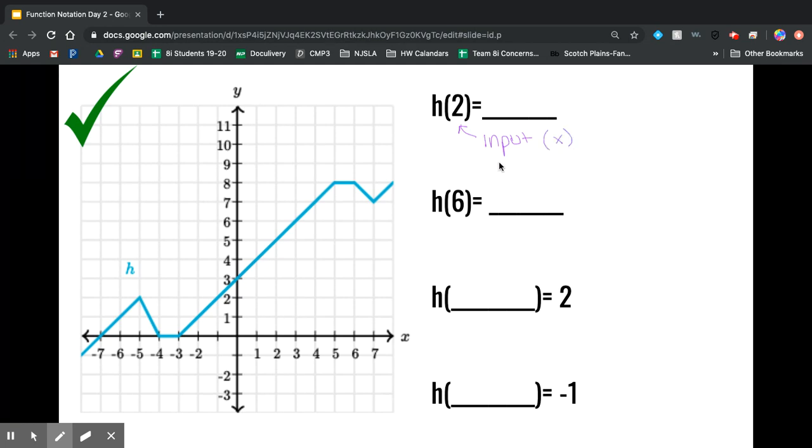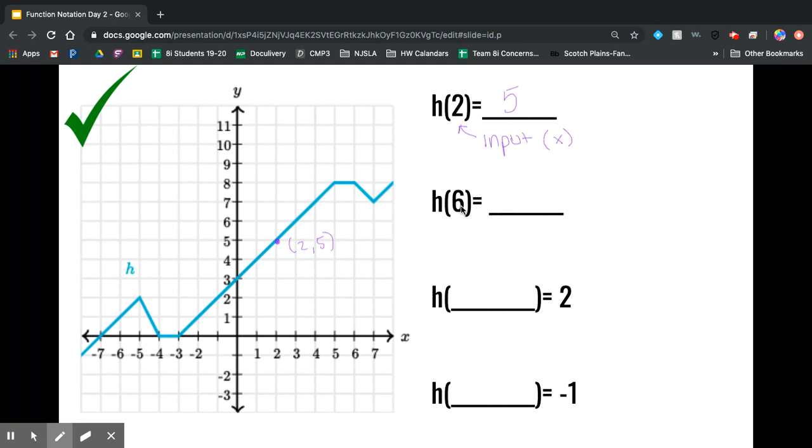So what we're going to do is anytime there's a number inside the parentheses, we're going to look for that number for x. So I'm on the x-axis, I'm looking at the number 2, and now I'm going to follow that up to the blue h graph. And where it hits is 5. So we have this point right here, (2, 5). And in other words, when my input or my x value is 2, the corresponding y value or output is 5.